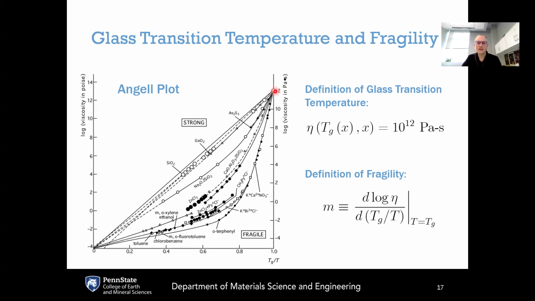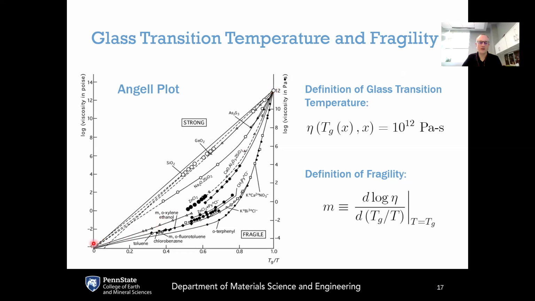And this is by definition, because by definition, the glass transition temperature for any liquid of any composition X is the temperature at which the shear viscosity is equal to 10 to the 12 Pascal seconds. So all of these curves all pass through this common point at Tg over T equals 1, because by definition, the glass transition temperature is where the viscosity of the liquid is equal to 10 to the 12 Pascal seconds.